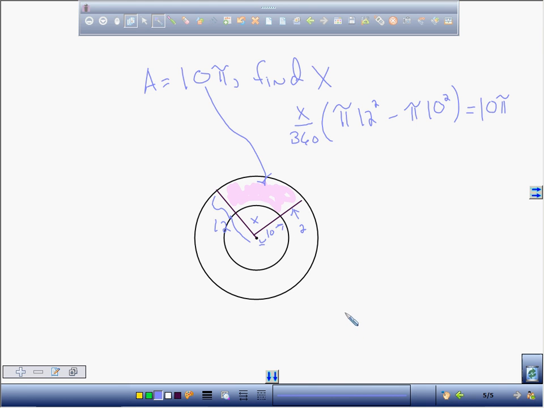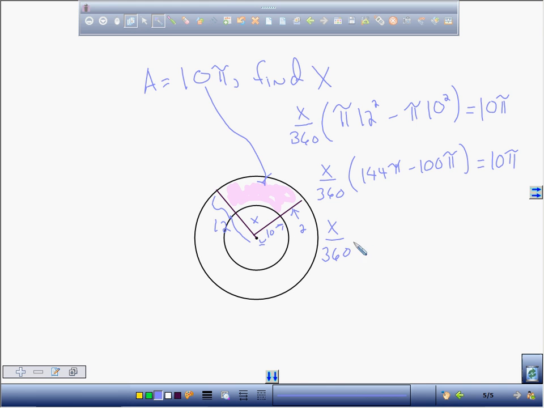You guys follow what I did? Because they give you this area is 10 pi. And you know that you have X over 360 of the annulus, right? So you're kind of combining a sector with an annulus. This is a piece of an annulus. It's X over 360 of that annulus, okay? So you get X over 360 of 144 pi minus 100 pi equals 10 pi. Then I'm going to combine like terms.